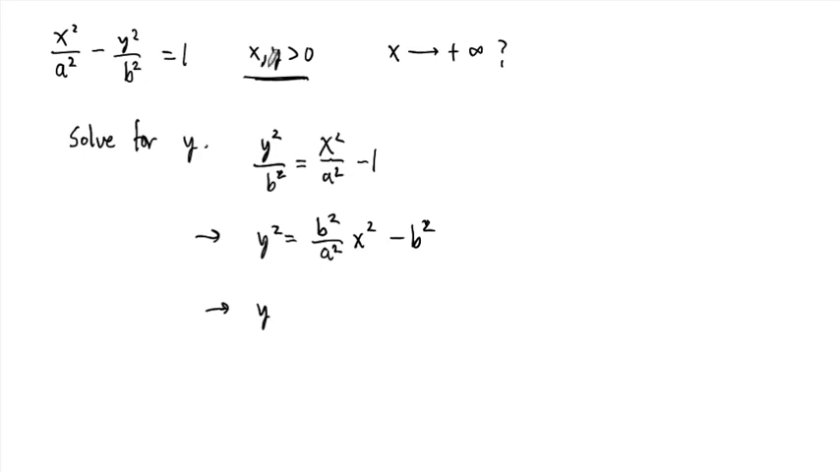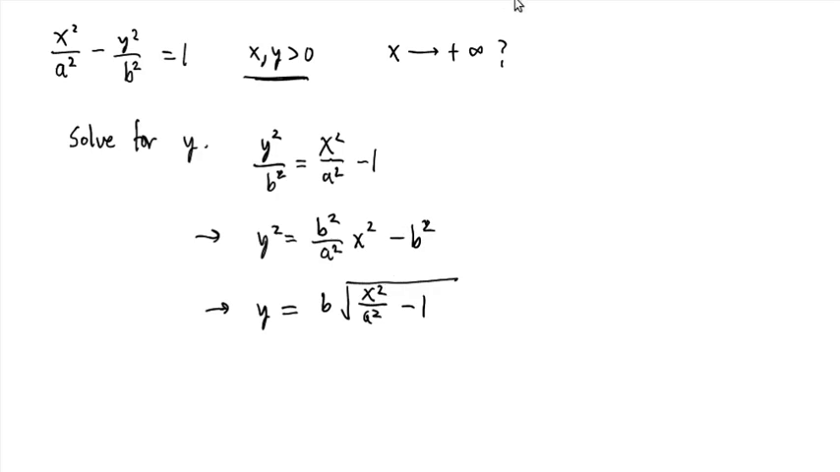We have assumed that everything is positive. So y is now equal to the positive square root, and b can be factored out of the whole thing, giving b times the square root of x squared over a squared minus 1.